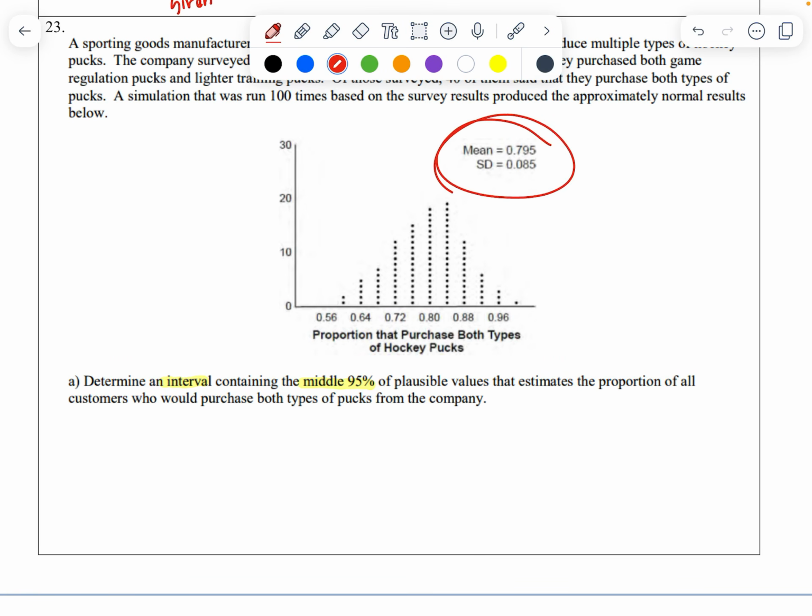This is your 95% confidence interval, which is going to be your mean plus and minus 2 times your standard deviation. They're always going to give your mean and they're always going to give your standard deviation. So you're never going to have to find it or calculate it. And the reason why it's 2 is because 95% is 2 standard deviations.